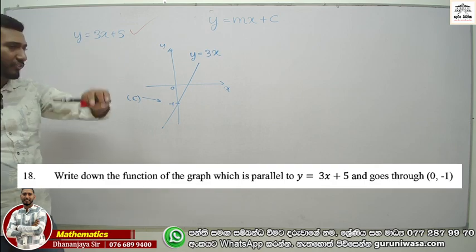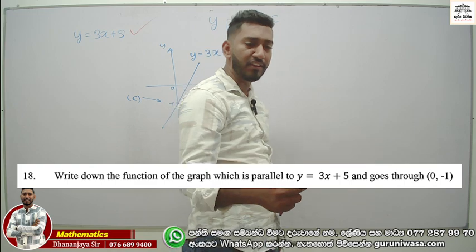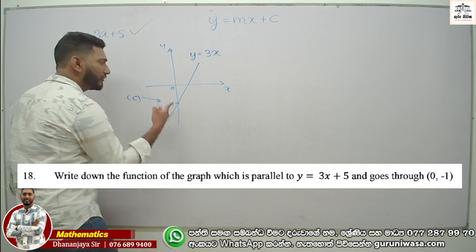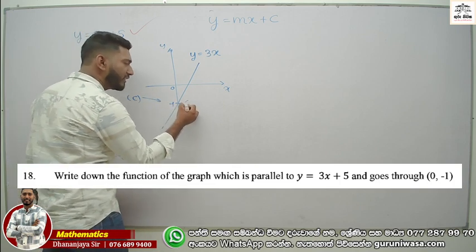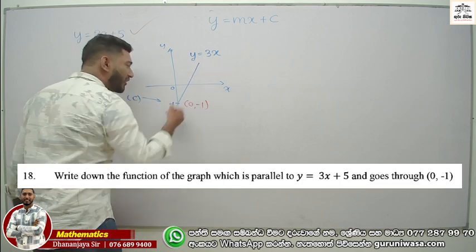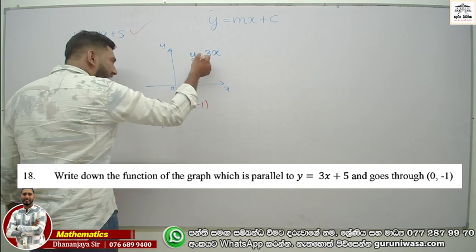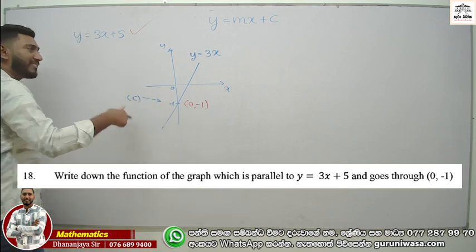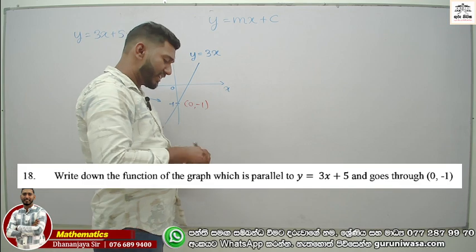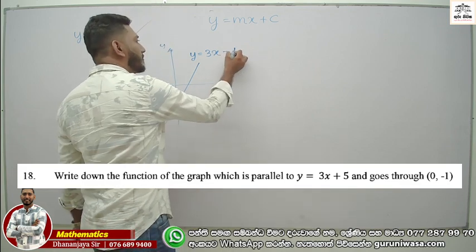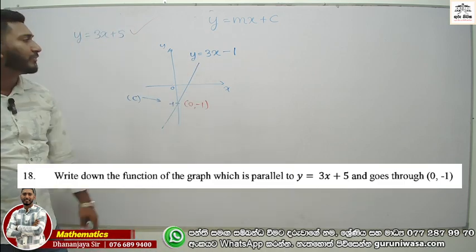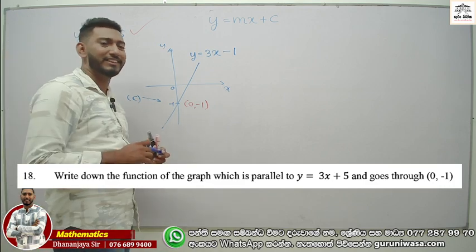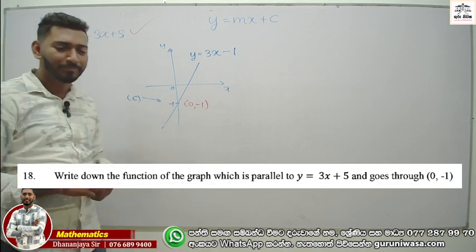Yes, sir. As well as that, the second condition is that it should go through (0, -1). This is a coordinate, this is (0, -1). It goes through this point. Therefore, it intersects the y-axis at minus 1, and this one we call the intercept. Now, what is the equation? y equals 3x minus 1, and this is the answer. Did we understand? Yes, sir. Okay, right.